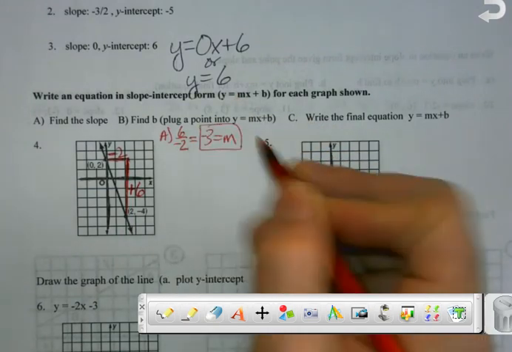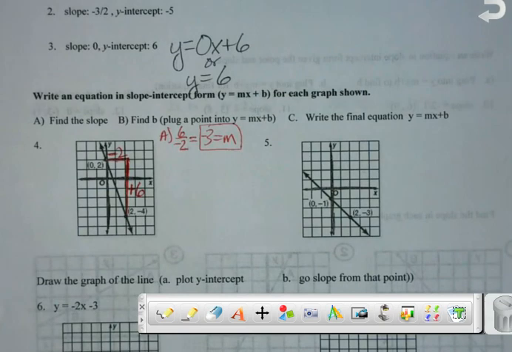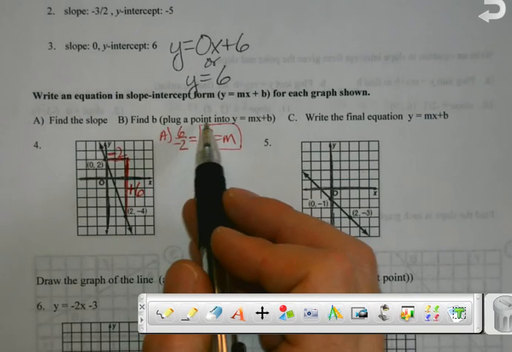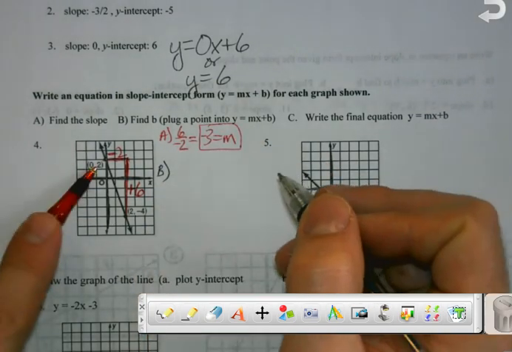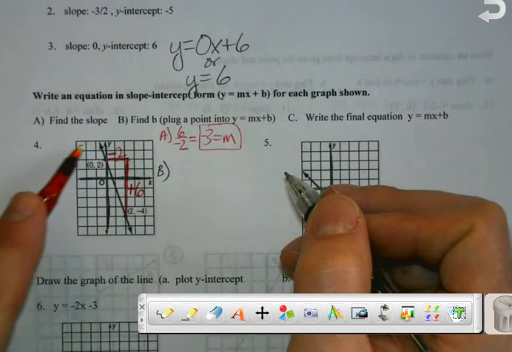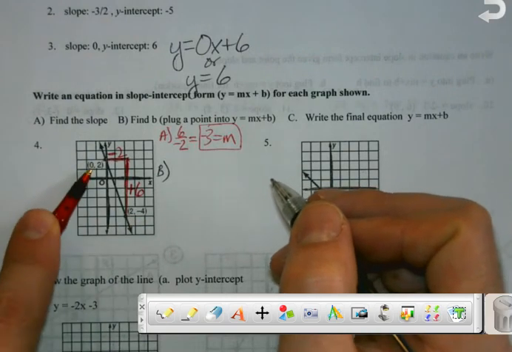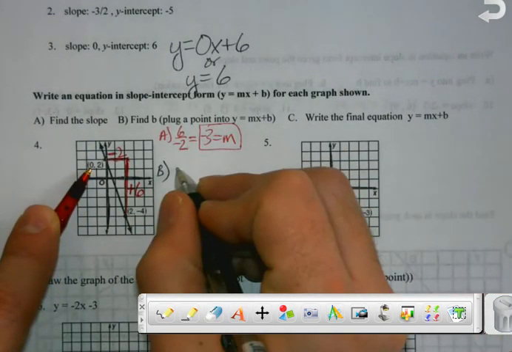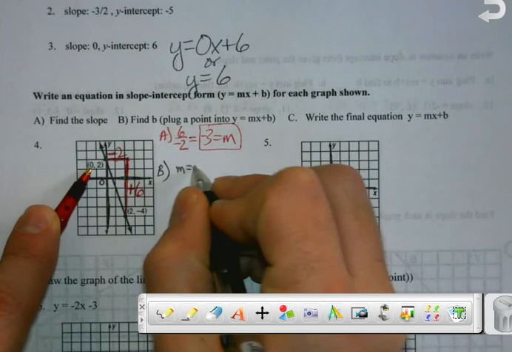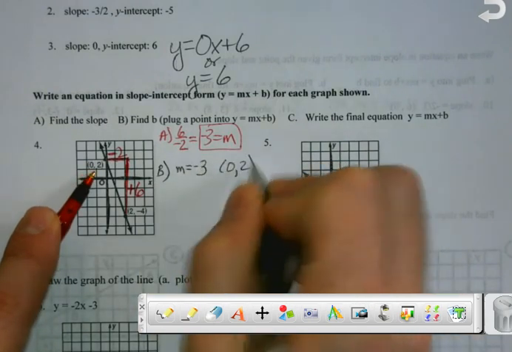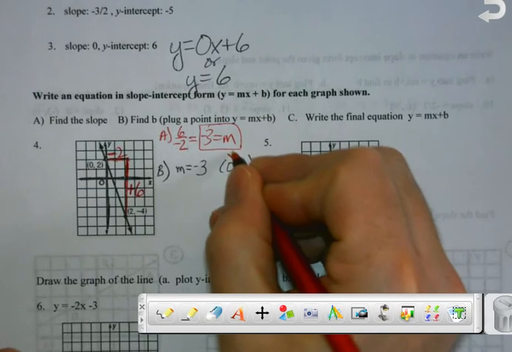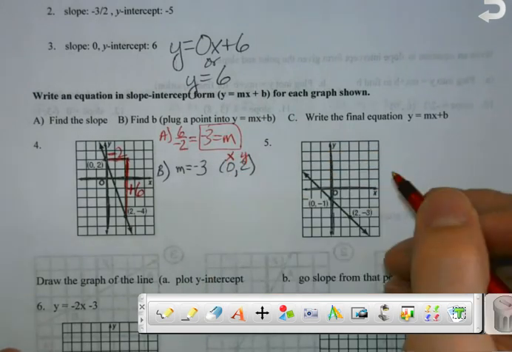So that's my m. I had to calculate it this time from the picture. Once I get my m, now I go back in. It says find b. Plug a point in. So for b, I can use either one of the 2 points here. Doesn't matter which one. I'm just going to use this one. I like 0. So I know my m is negative 3, and I have this point 0, 2. And that point tells me x and y.